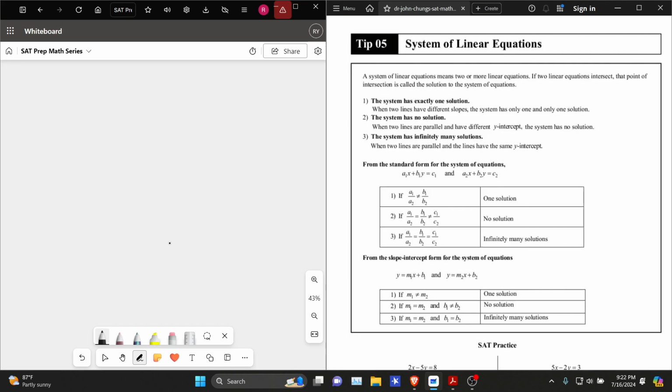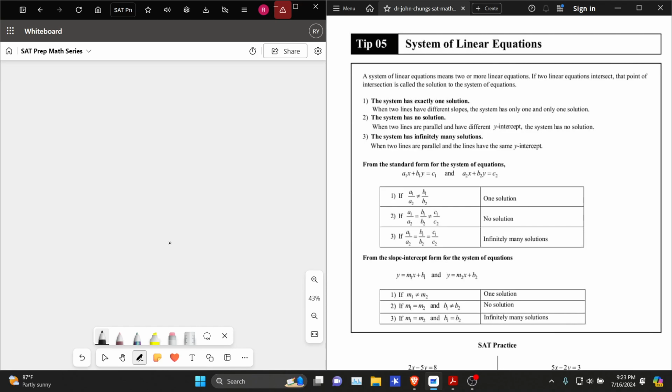This is SAT Math Prep video 5, and today we'll be talking about systems of linear equations. A system of linear equations means two or more linear equations. If two linear equations intersect, that point of intersection is called the solution to the system of equations.